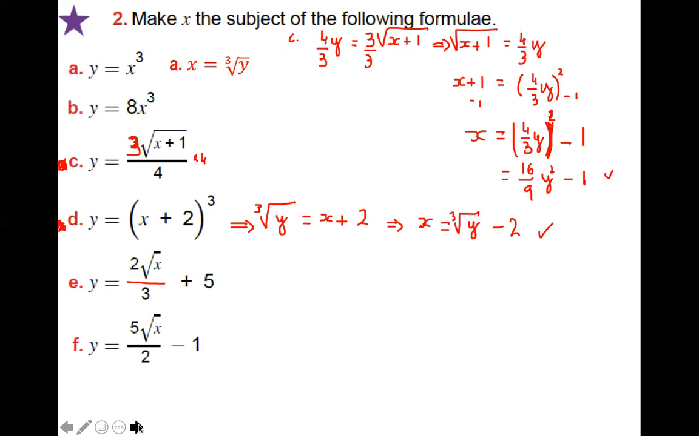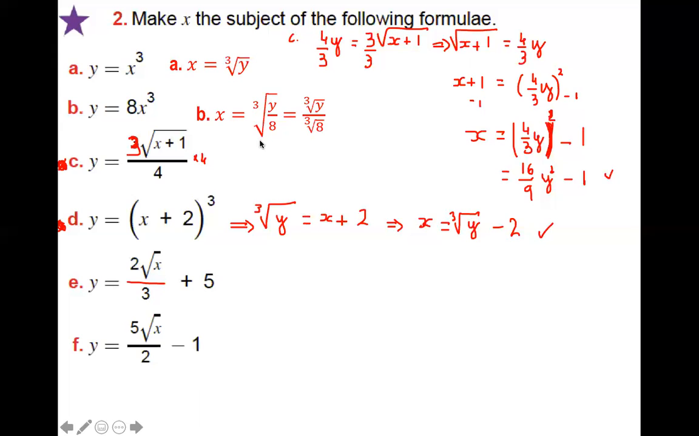The next one, before we deal with the index here, we need to get rid of the 8. Okay, so think about BODMAS, but in the other way around. So you get rid of add, multiply, and divide, etc. And then you will deal with the index. Okay, so to get rid of the 8, we divide by 8. And that means I've got x cubed equals y over 8.